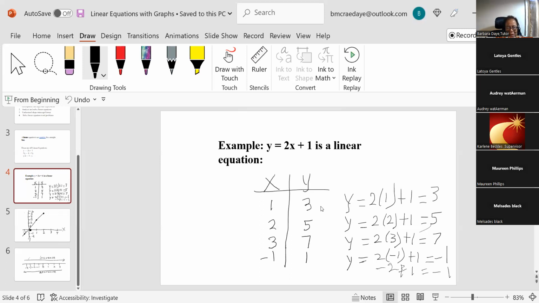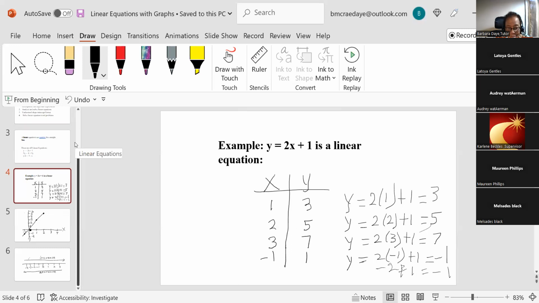Yeah, so how with the 2 and the 5? Right here, if I say X is 2, I put the 2 here. 2 times 2 is 4, plus 1 is 5. Yeah, I get it now. When X is 3, I put 2 times 3 is 6, plus 1 is 7. When X is a minus 1, 2 times a minus 1, that's a minus 2, plus 1 is minus 1. I get it. If X was 0, Maureen, what would Y be?